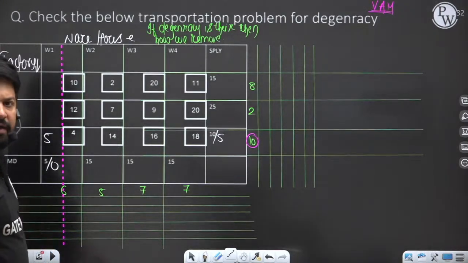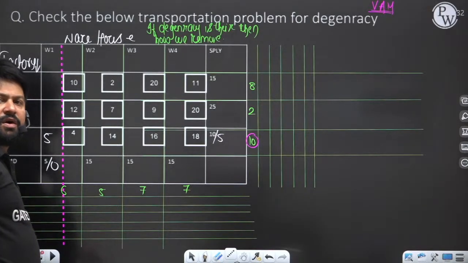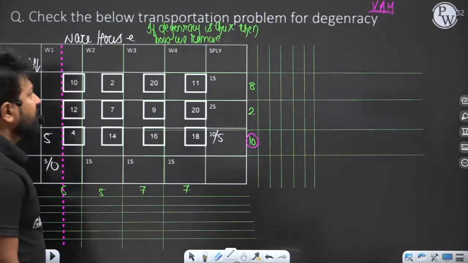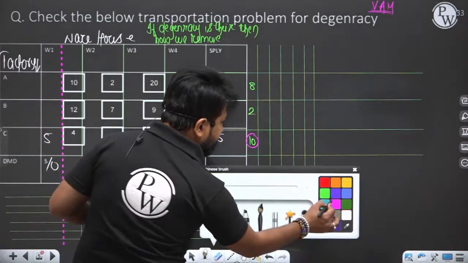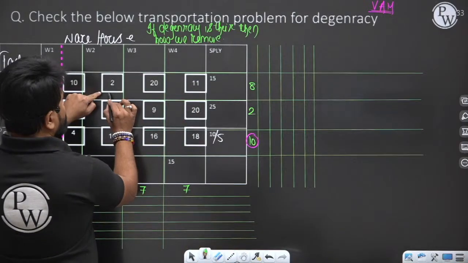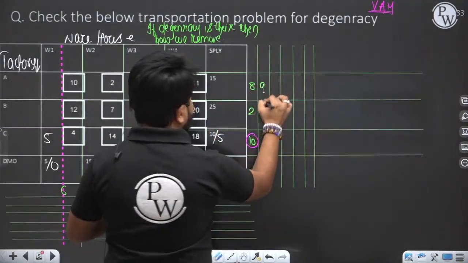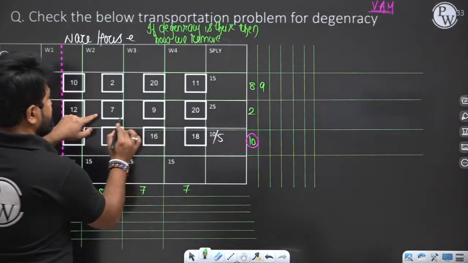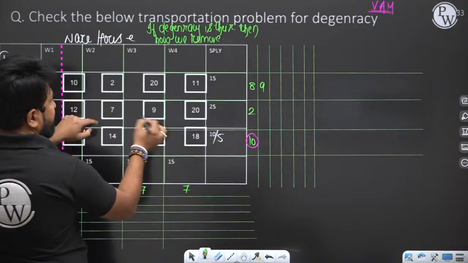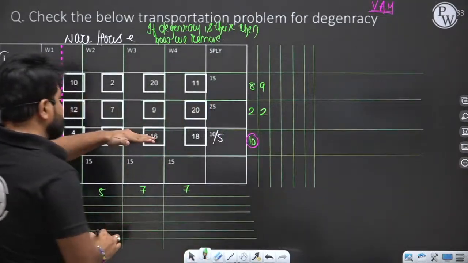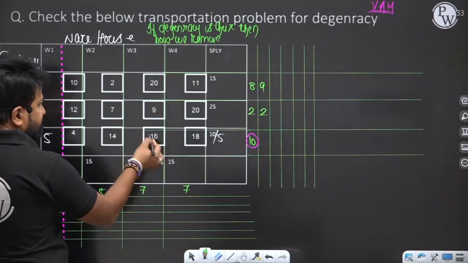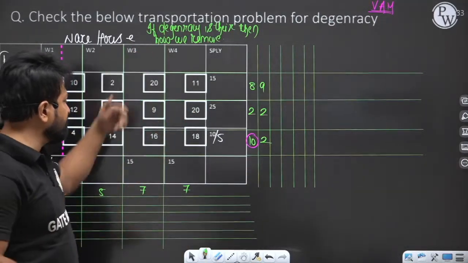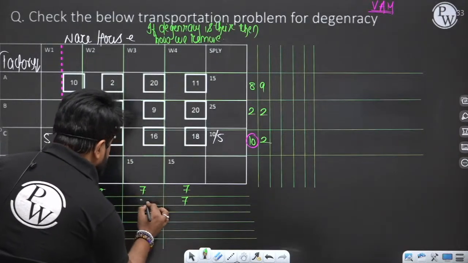Now again you have to find out the penalty cost, yes or no? So the next penalty, let me find out. For this row, 2, and next is 11. 11 minus 2 is 9. For this row, the minimum is 7. Next is 9. 9 minus 7 is 2. For this row, the minimum is 14. Next is 16. 16 minus 14 is 2. For the columns, the penalties are the same: 7, 7, 5.